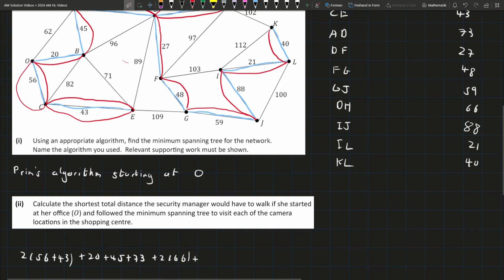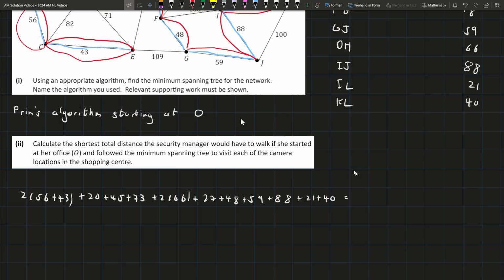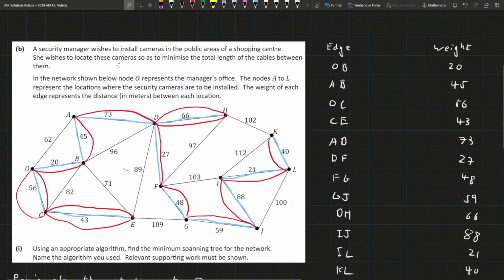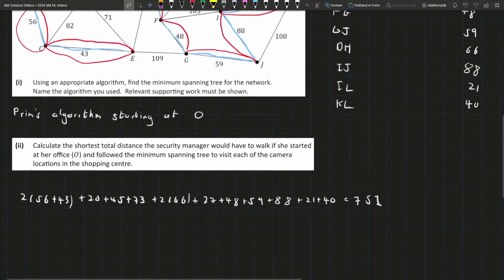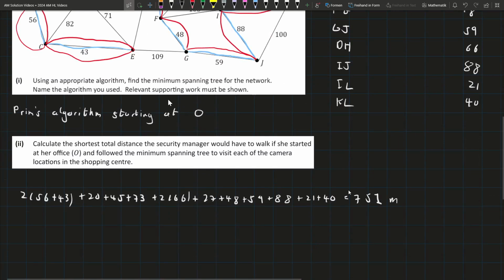So I need to add all those up. And when you add all those up, you should get 751. And then it says that these are all distances in meters. So make sure we write that 751 meters, just because sometimes they can be a bit picky with the units.